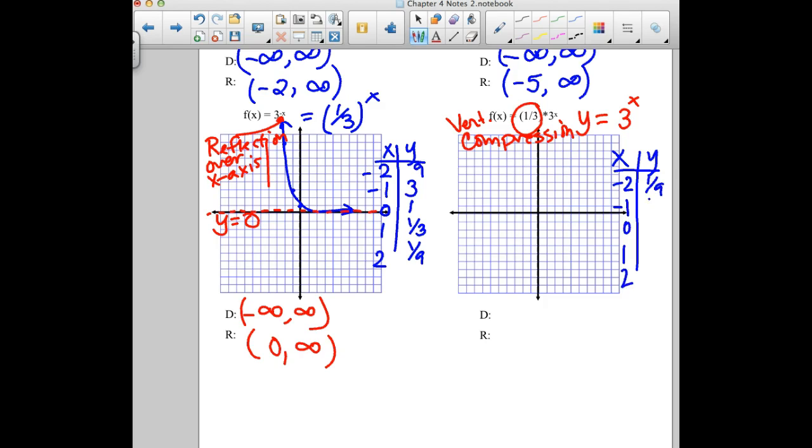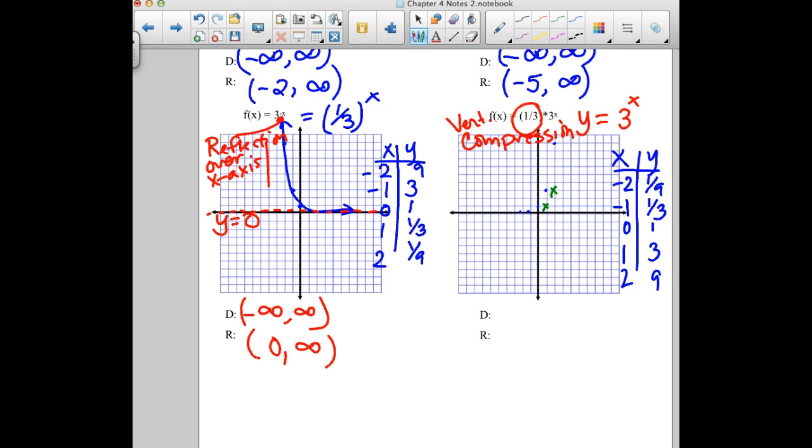So we had 1/9, 1/3, 1, 3, 9. And what we're going to do is we're going to compress them. So let's go ahead and start. We have -2 is 1/9. Then we're at 1/3. We're at 1, 3, and 9. And the 1/3 in front is going to cause all of my y values to become 1/3 as high as they were. So instead of being up here at 9, 1/3 of 9 is only 3. So I'm going to move down here. Instead of being at 3, 1/3 of 3 is just a 1.